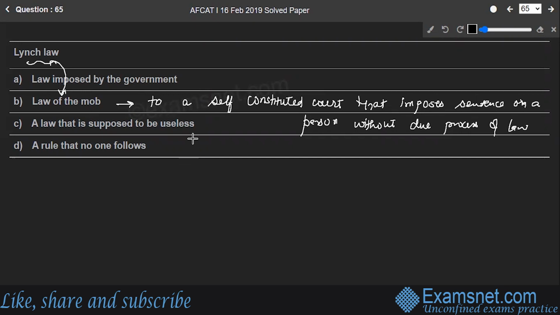Lynching, what is lynching if I'm talking about? It's a form of violence in which a mob, under the pretext of administering justice without trial, executes a presumed offender, often after inflicting torture or mutilation. So, option B, that is lynch law, refers to the law of the mob. This is the correct answer.